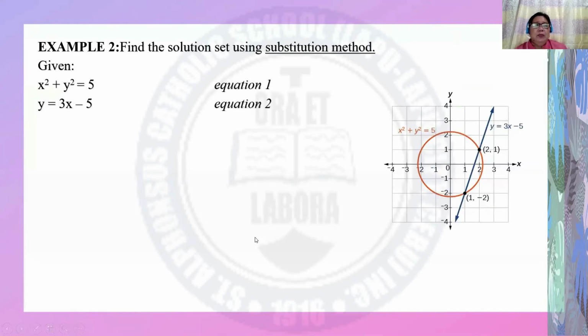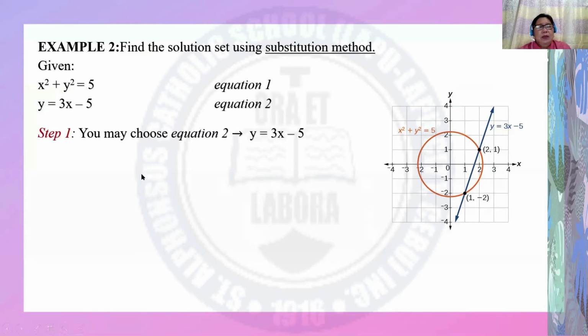Let us have example number 2. Find the solution set using the substitution method. So, using the graphical method, we have (1, negative 2) and (2, 1) as the solutions. So, let us try to check using substitution method if we can get the same answer. So, given x squared plus y squared equals 5 and y is equal to 3x minus 5, for step 1, you may choose equation 2.